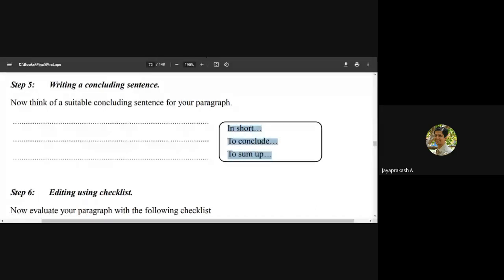Finally, we can use. Some such suitable connector can be used to conclude the paragraph.